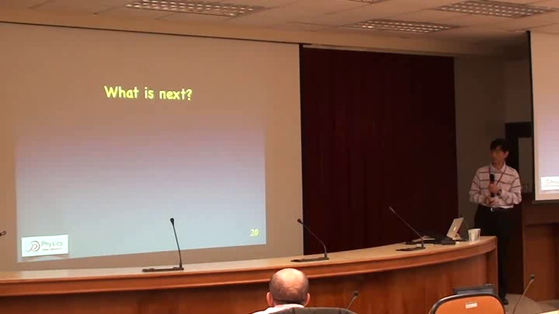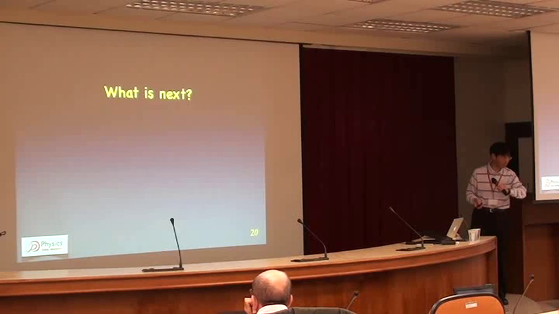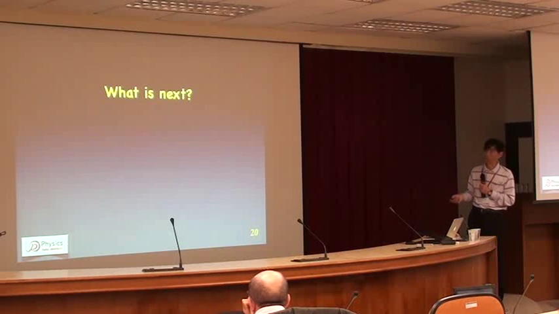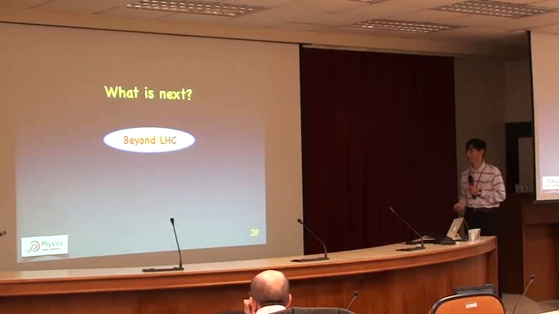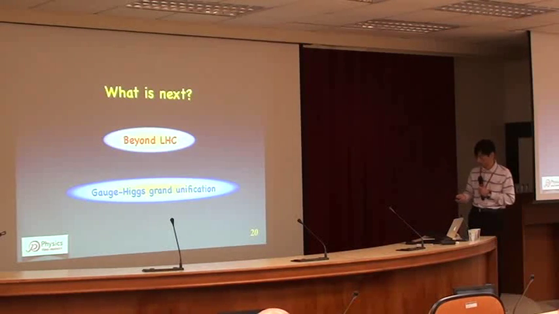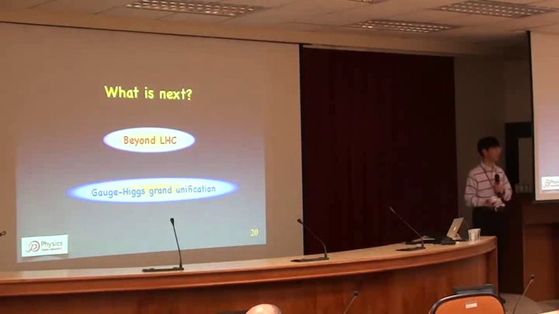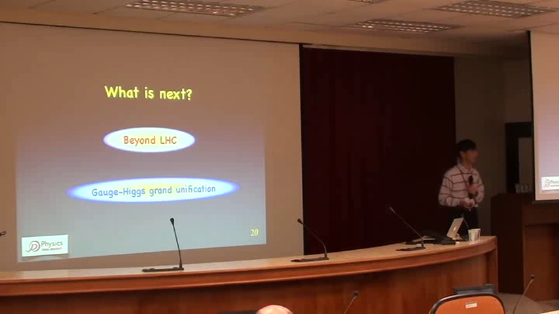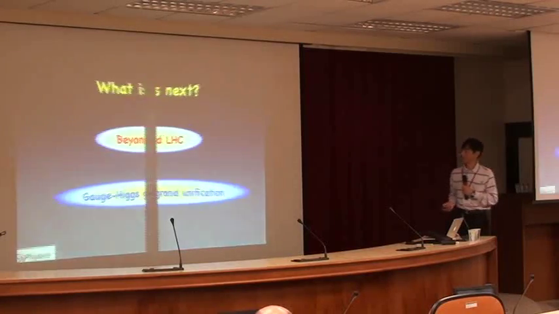Then we think, what's next? Well, beyond the LHC, I would like to argue that we should examine the gauge-Higgs grand unification. Of course, we have strong interactions. So if this is right, then you have to incorporate strong interaction as well. How do you do it?